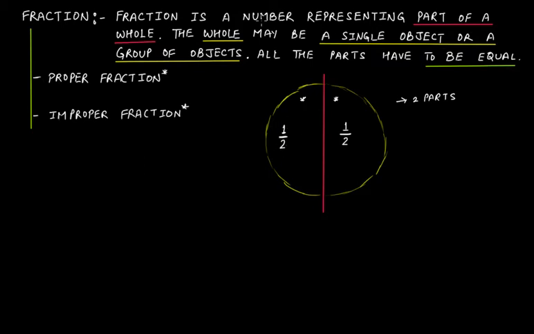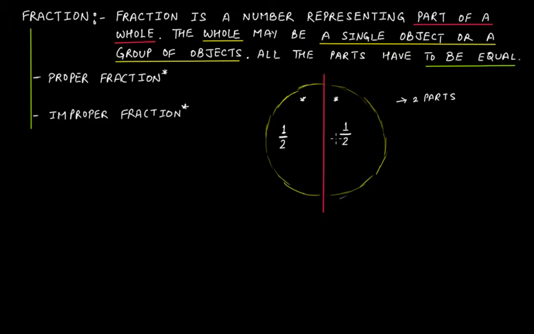That's what it's saying: a number representing part of a whole. This is 1 by 2, 1 divided by 2. So this pizza part is 1 by 2, and this is 1 by 2, and that is actually a fraction. And you can see here, all the parts have to be equal. You sliced it into two equal parts.